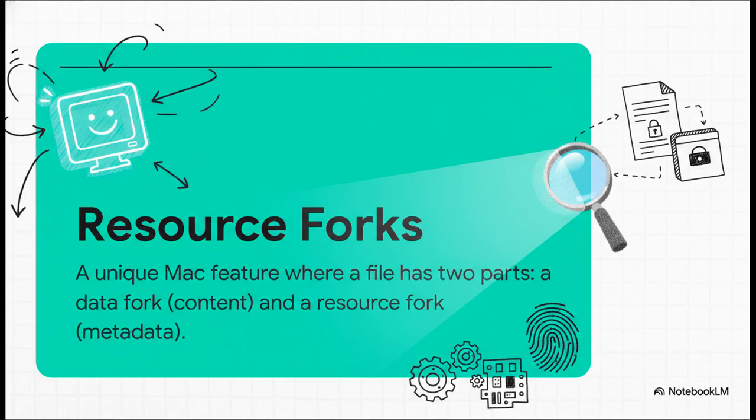Now for a really unique Mac feature that can be a goldmine for investigators, resource forks. Think of it like a secret pocket sewn into every single file. The data fork has the content you actually see, like the text in a document. But the resource fork can hide all sorts of extra stuff, metadata, icons, even snippets of text. Most users have no idea it even exists, which makes it a perfect digital hiding spot.